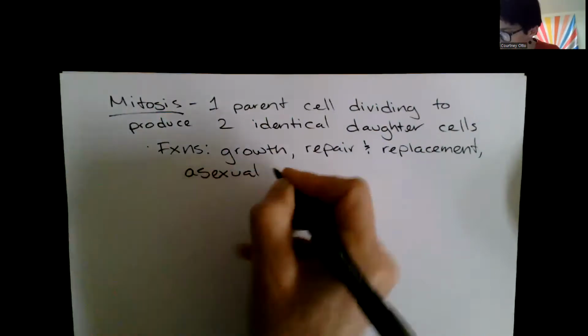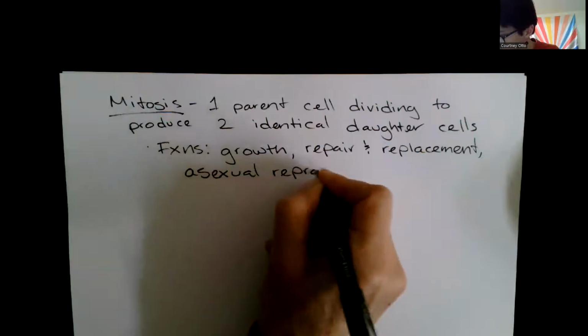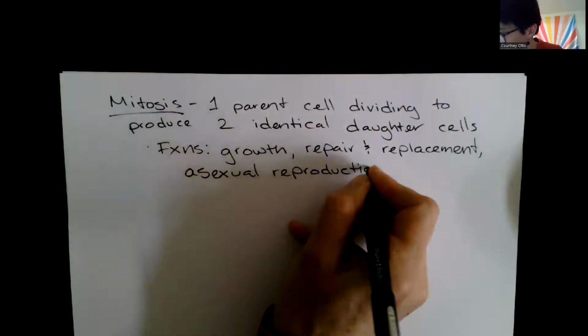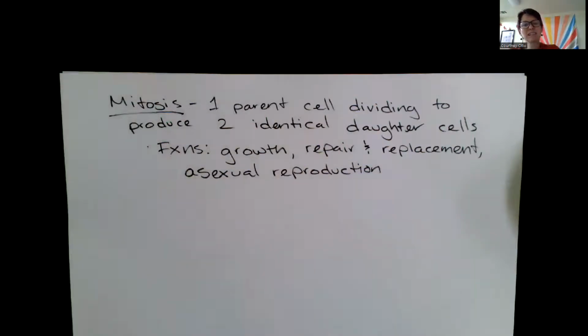Now, humans aren't so good at this, but plants are, fungi are, right? They're going to use mitosis to asexually divide and produce copies of themselves.